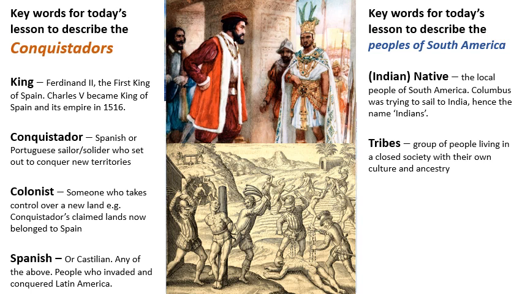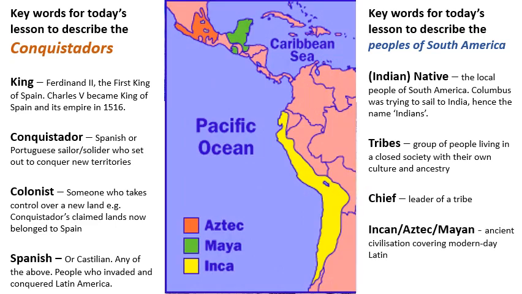Tribes, group of people living in a closed society with their own culture and ancestry, which is what a lot of the native people were in South America at the time, although they did obviously have fantastic civilizations as well. A chief is the leader of a tribe. And these are the three key civilizations who the conquistadors were coming up against: the Aztecs, the Mayans, and the Incans.